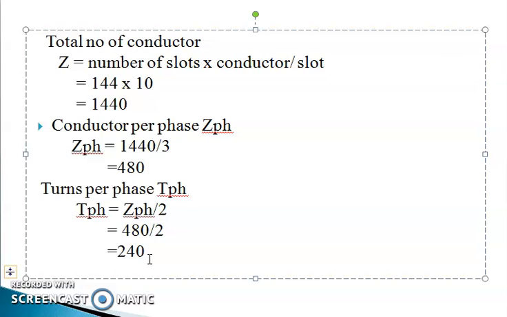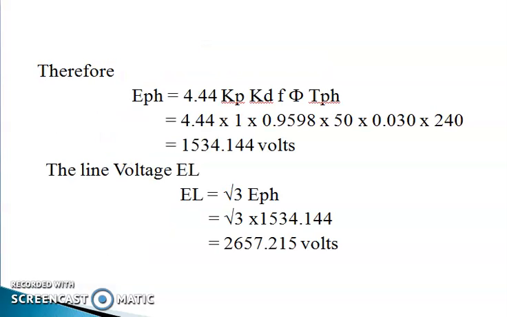If you calculate the T, then we can calculate the EMF equation. As per the EMF equation, E is equal to 4.44 Kp Kd F phi T. Kp we have taken as 1 for the full pitch winding. Kd we just now calculated, it is 0.9598. F is the frequency, then phi is 0.03 milliweber. Then T phase we just now calculated, that is 240. So the EMF per phase is equal to 1534 volts. By the relation, line voltage is equal to root 3 times the phase voltage.